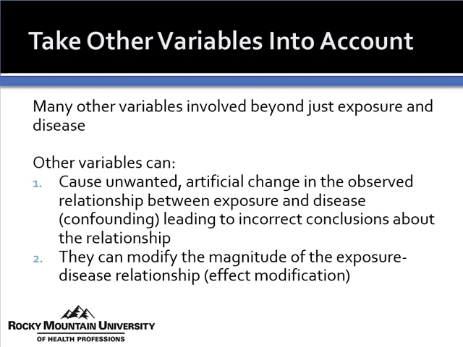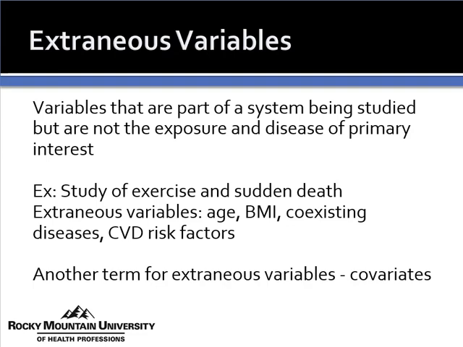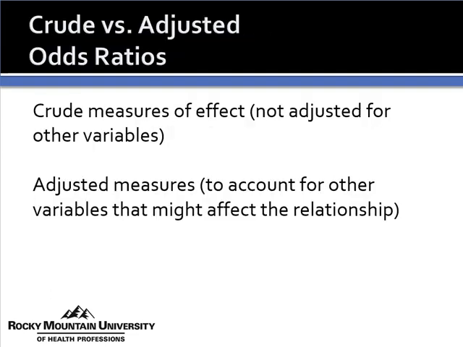These other variables can also modify the magnitude of the exposure-disease relationship. This is known as effect modification. Variables that are part of a system being studied but are not the exposure and the disease of primary interest are extraneous variables. For example, if you looked at the study of exercise and sudden death, the extraneous variables could be age, BMI, coexisting diseases, and the presence of cardiovascular disease risk factors. Another term for extraneous variables is covariates.